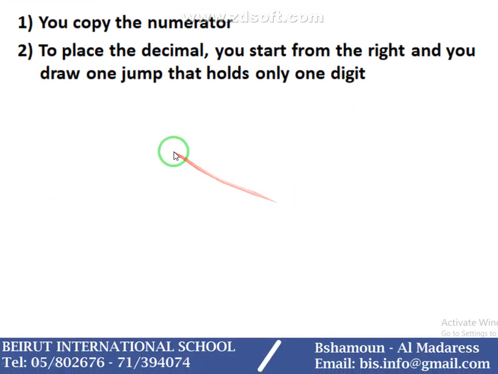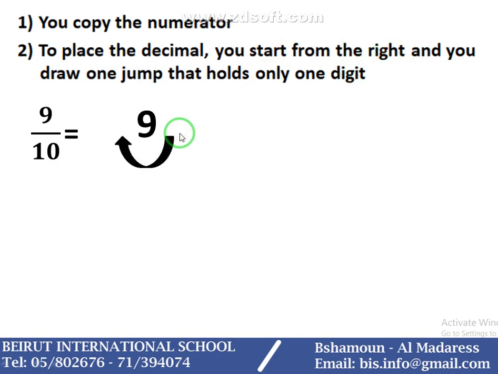Another example. 9 out of 10, I need to change it into a decimal number. First, you copy the numerator as it is. Second, I draw my jump in order to place the decimal. From where should I start? I start from the right. So here's my jump. Why only one jump?